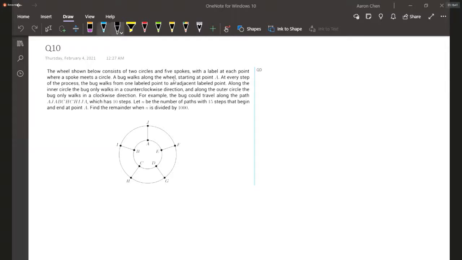Okay, so I'm going to start going over this problem now. The wheel that's shown here consists of 2 circles and 5 spokes, and each point is labeled where a spoke meets the circle.